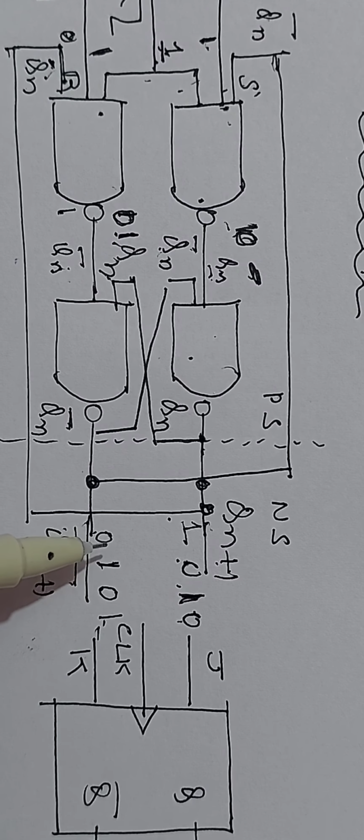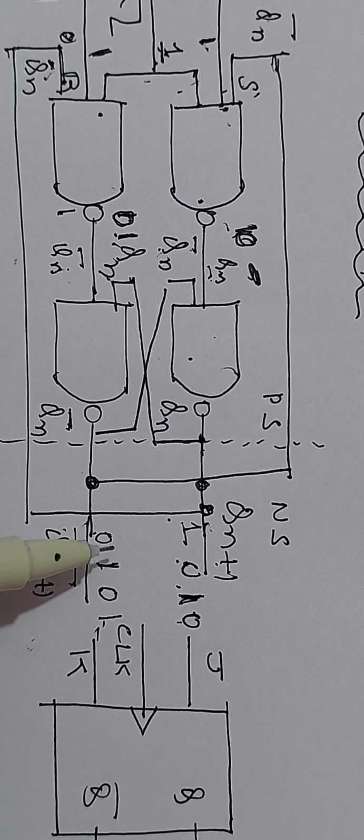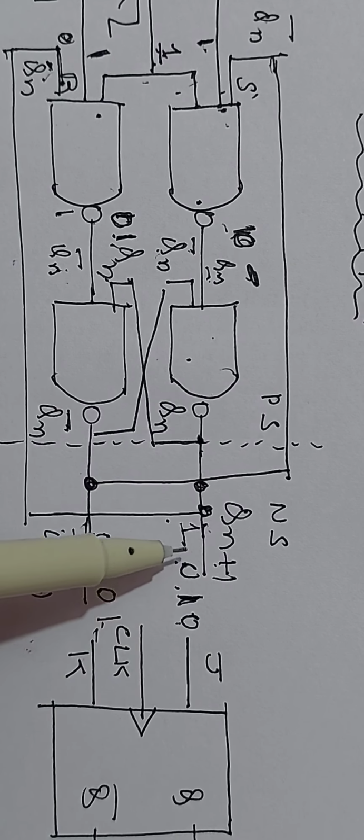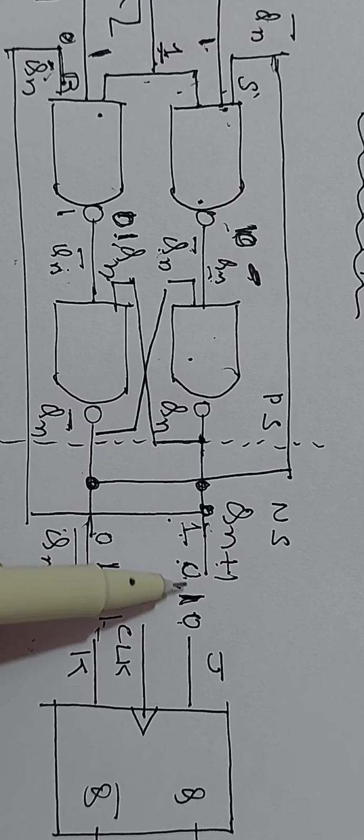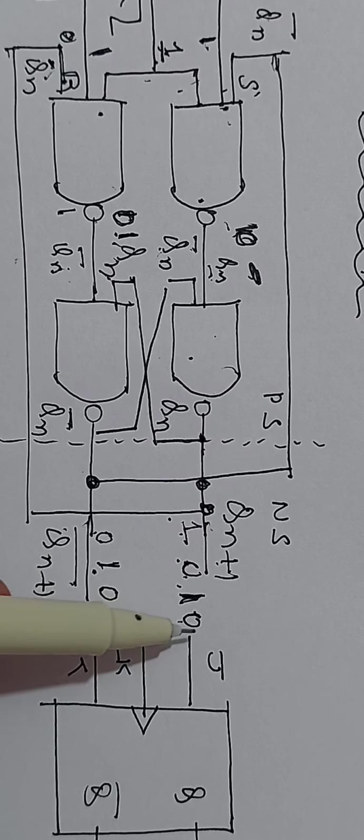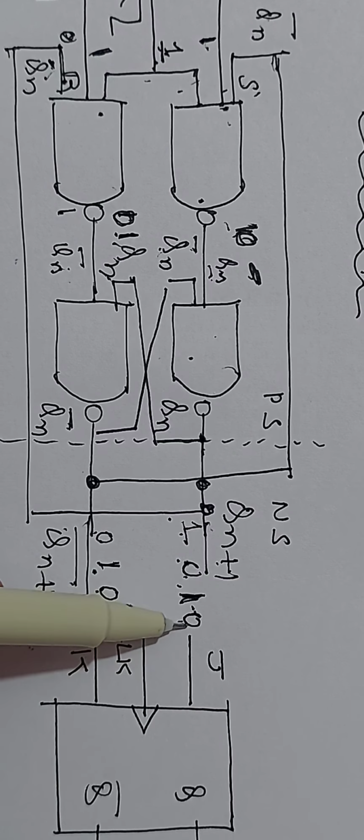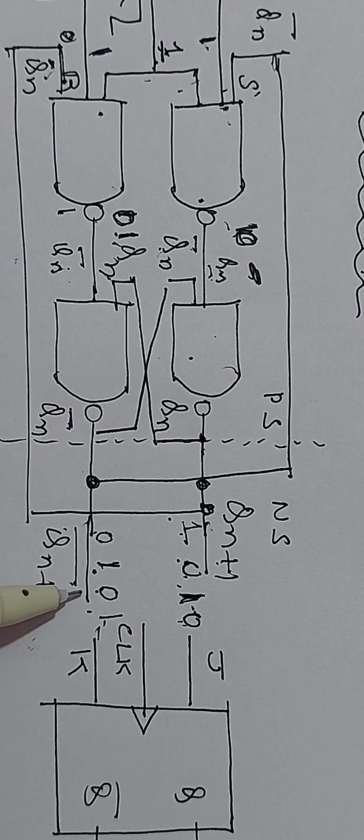Therefore, the illegal condition 1, 1 is changed to legal conditions, because this is 1, this is 0, this is 0, this is 1, that is legal. If this is 1, it is 0. If this is 0, this is 1. This is legal.